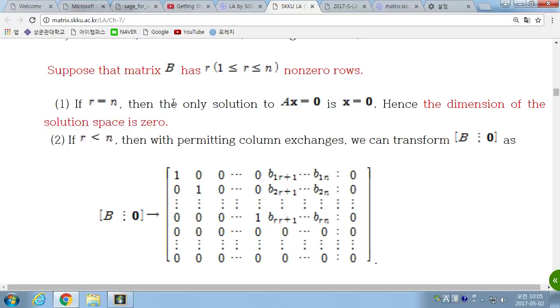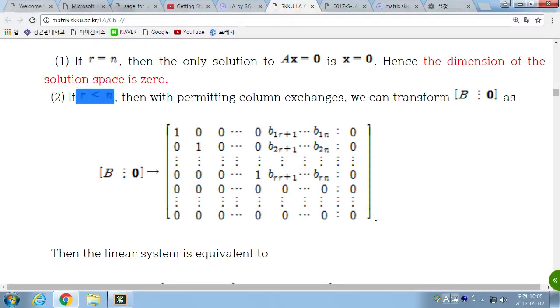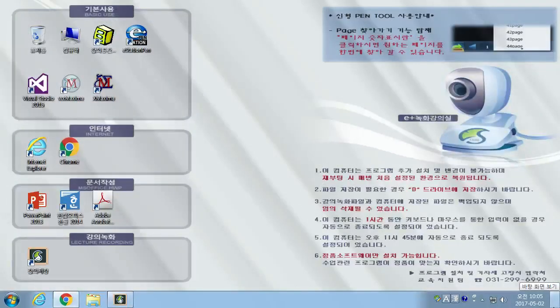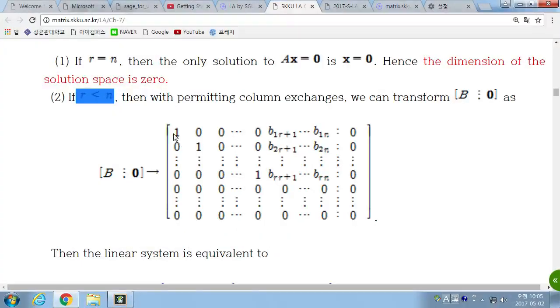Okay. 프리 베리어블이 없잖아. 그러면 트리비얼 솔루션밖에 없죠. 호모지니어스 시스템에서. But if r is less than n, then we have some free variables. 그러니까 free variable이 이렇게 드문드문 있을 수 있죠. 그거를 컬럼을 좀 바꿔주면은 그 논제로인 걸 다 그 리딩 베리어블도 앞으로 몰아놓고 나면은 프리 베리어블은 이쪽에 뒤로 몰아놓을 수 있죠. 그렇죠? 리딩 베리어블을 앞에 갖다 놓으면 컬럼을 익스체인지 한 거예요.